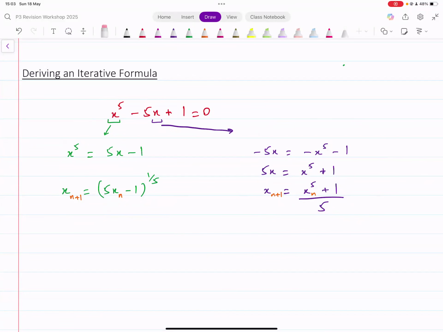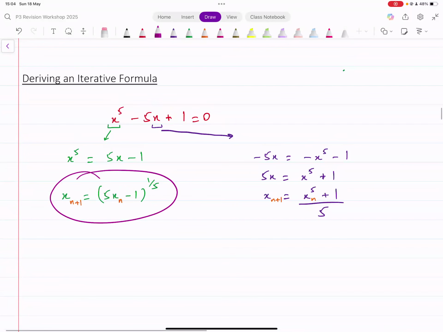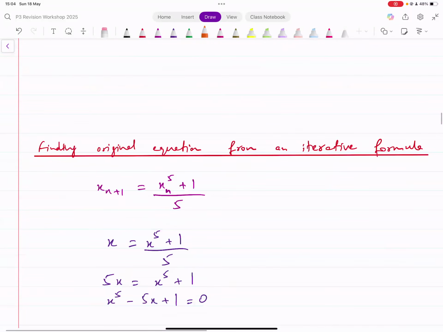Okay. Now, how do you know which one? We don't have to know that. Yes, we do have to know how to make an iterative formula. But in the question, you will get a hint about which of these two formulas you would have to use, right? So it will be clear from the question which of these is going to be used. Okay. And we'll look at some examples for that.